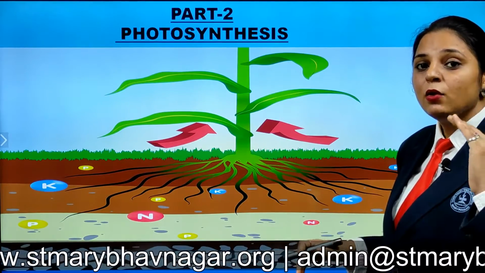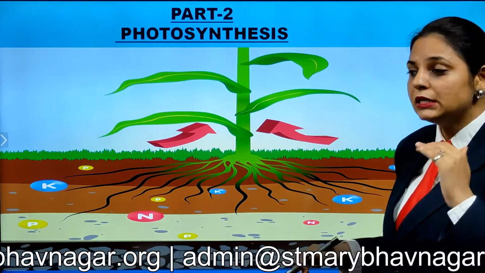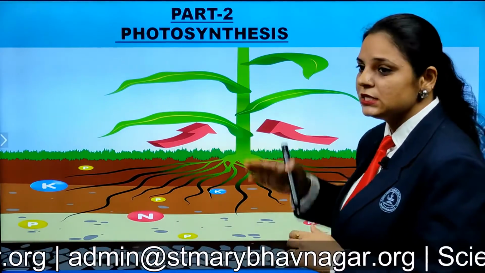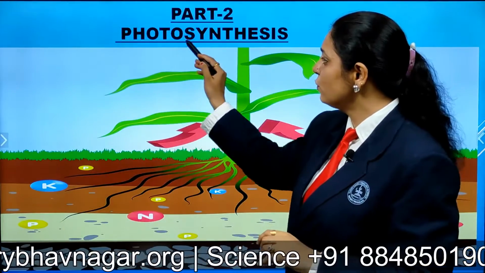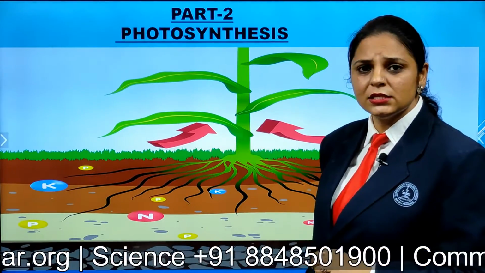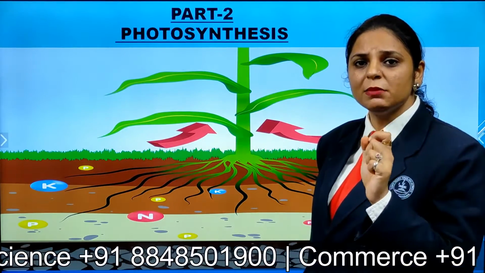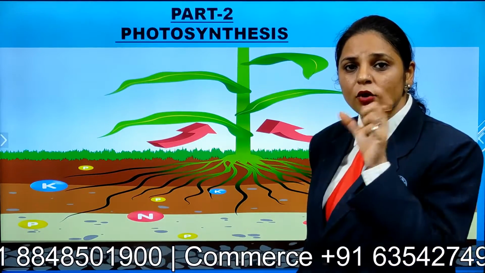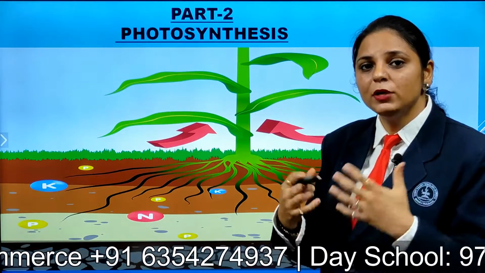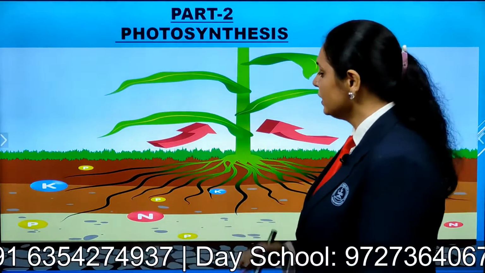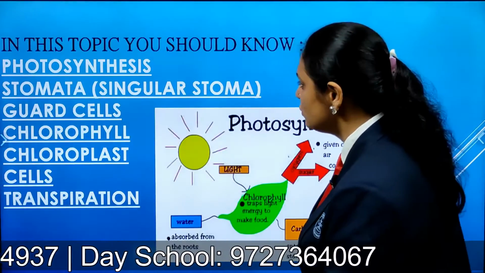Repeat with me how we pronounce this word. This is photosynthesis, as it constitutes two words: one is photo and another is synthesis. You must know the meaning of photo and synthesis. Photo means light, and synthesis means they are able to make their food. So this is what exactly we are going to deal with.